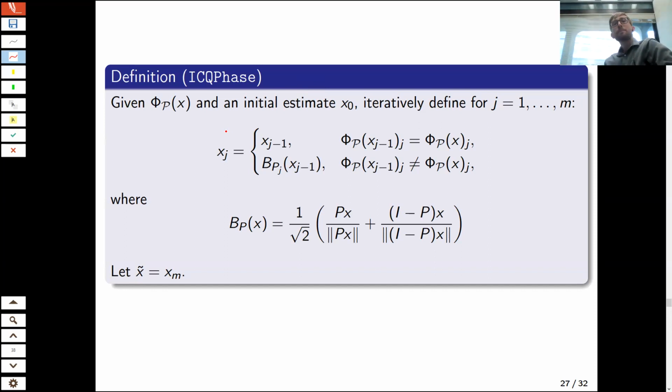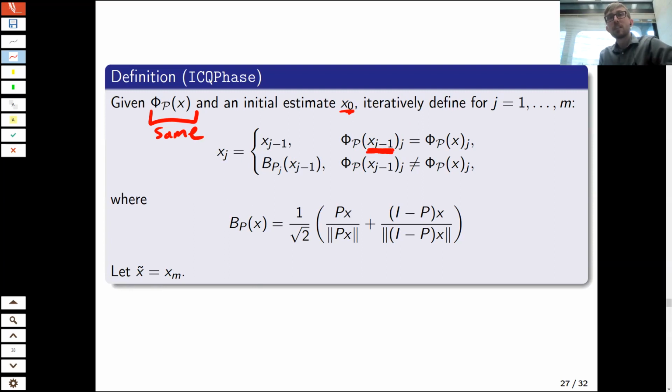So for ICQPhase, we are starting with the same types of measurements that we were using in PEP. So this phi sub p, we're still using the rank dimension over 2, randomly chosen uniform projections, thresholding at a half. And this is just a different way to estimate x using that same information, but hopefully does so faster. So we take an initial estimate x0, and then we define this iterative procedure. And here's what happens at the jth step.